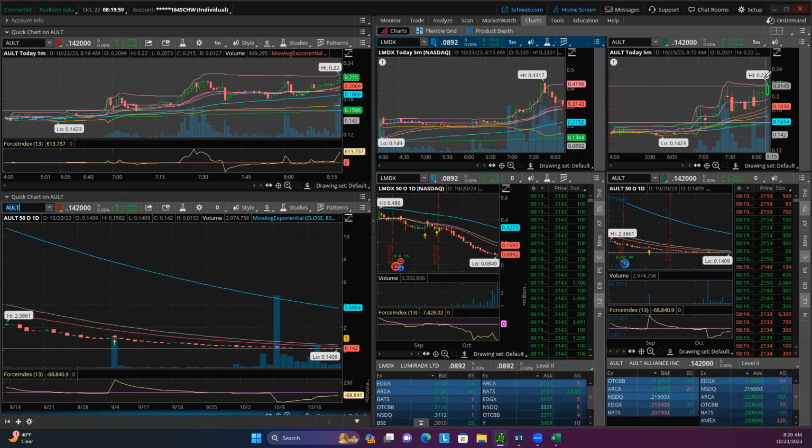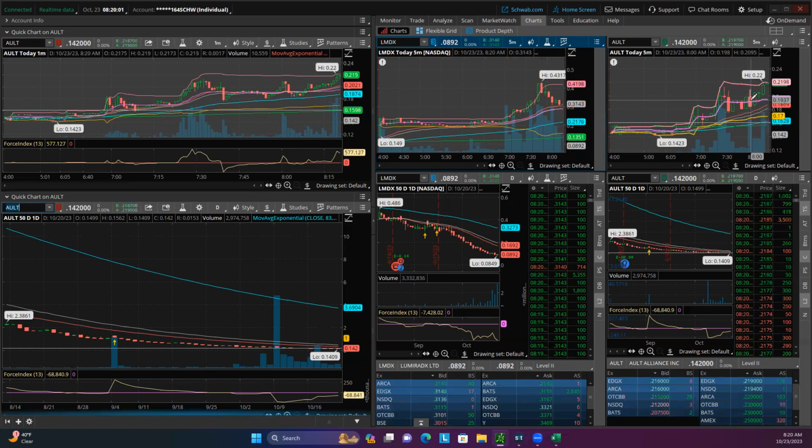Look, AULT got that VWAP middle reclaim, and then they stuffed it, but then they held it, and now it's back at 22. So this will probably hit my 50%. I probably could have got 50% profit on this.